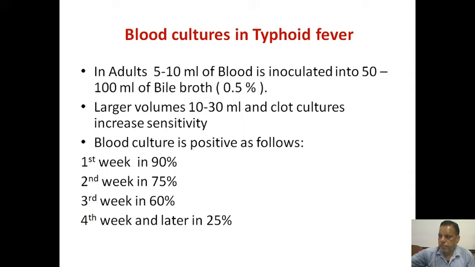So what do we do for blood culture? It is just like any other culture. 5 to 10 ml blood is taken in broth. Larger volumes may be challenging because you have to take blood for a number of investigations, so typically around 5 to 10 ml is taken. If you take larger volume, the sensitivity is increased. The blood culture, as I said, has the best performance in the first week, where it may be positive in around 90% of cases. In subsequent weeks, it might decrease from 90 to 75, 65, and 25% in the fourth week.